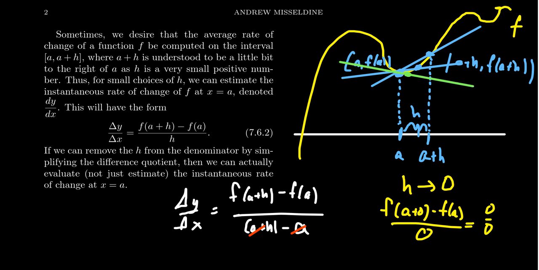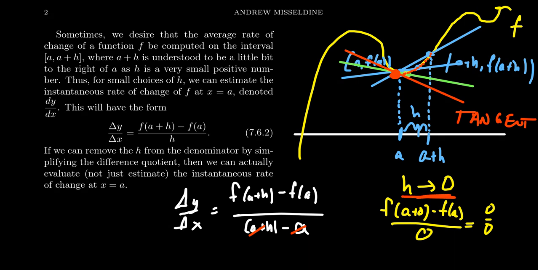Really what our goal is, though, is what if we don't have a secant line? What if we have a so-called tangent line? What if we get a line that touches the graph only at one point? Can we get a tangent line? Well, that tangent line would be formed by taking your points and getting closer and closer and closer to some so-called point of tangency. So that's what happens when h goes to zero.